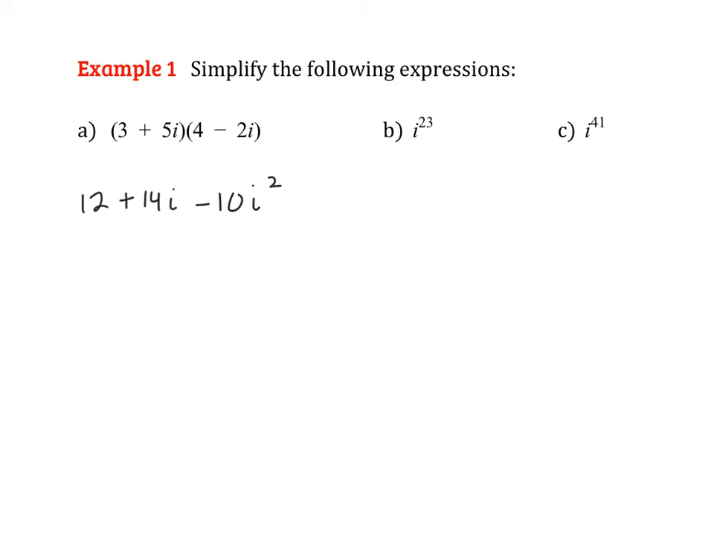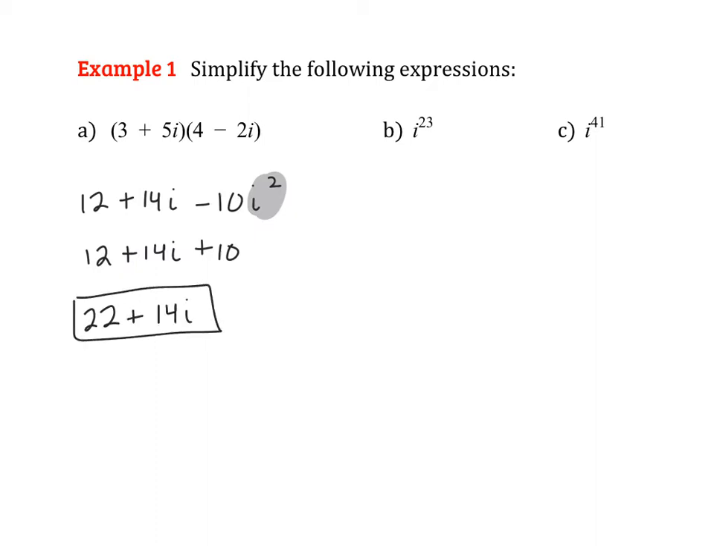Now from here we just need to simplify, so hopefully we remember that i squared is always going to simplify to -1. So this actually becomes 12 plus 14i plus 10, because -10 times -1, and then we'll just combine like terms, and we'll make sure to put our real number first, so 22, and then our imaginary number 14i second.